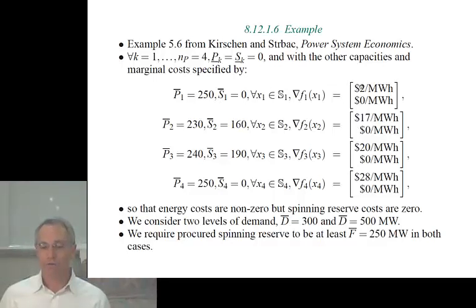The marginal cost of energy production: the first generator is cheap, $2, then somewhat more expensive for generator 2, $17. Even more expensive, $20. Even more expensive again, $28. The direct reserve marginal costs are 0. Spinning reserve costs are 0. We're now going to consider 2 demand levels. D is 300, and D is 500 megawatts. And we're going to require spinning reserve to be at least a specific requirement of 250 megawatts.